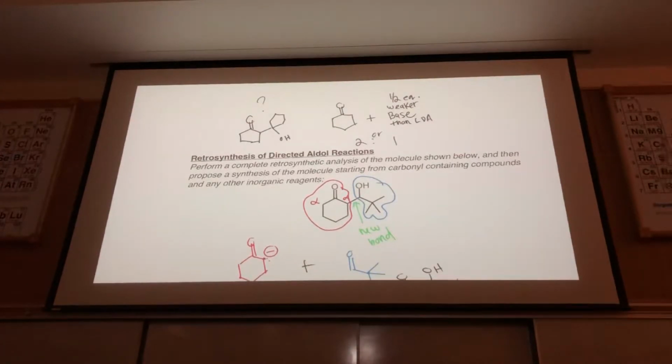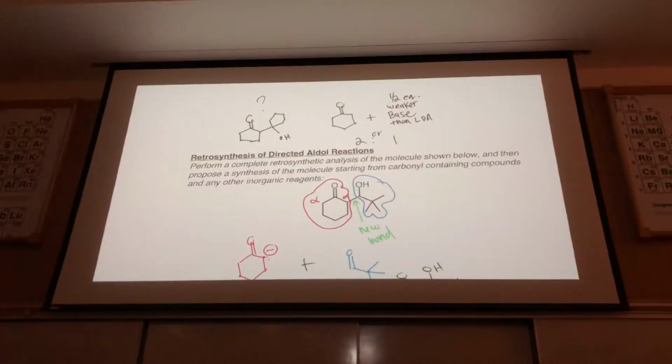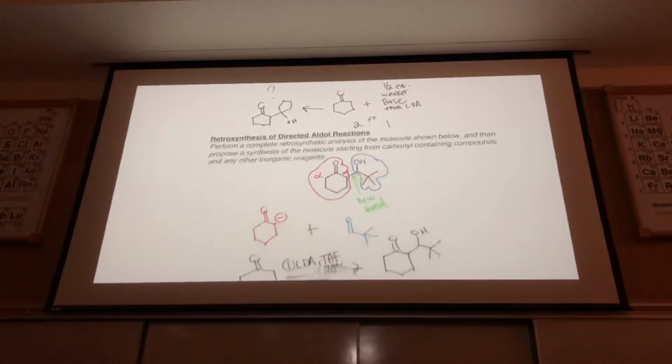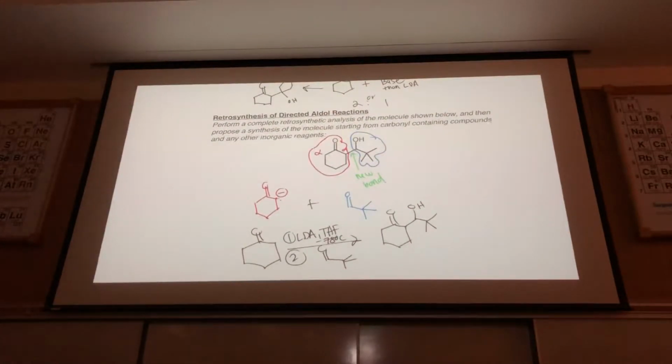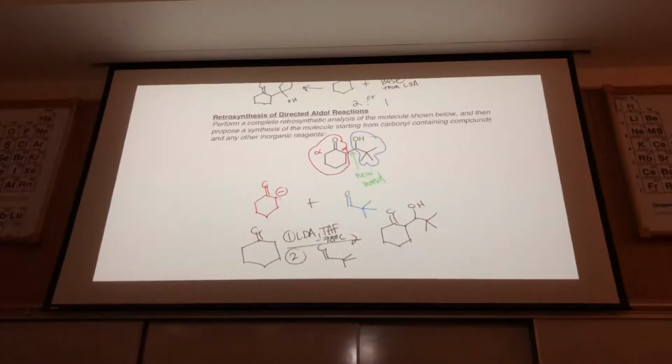So the equivalents also matter if you're trying to do a self versus directed, right? Directed, we would do 1-to-1 ratio because you want everything to be the enolate before you add the next step. So yeah, good question, because that's a distinction that is going to come up as you practice. How do you favor one route or the other?